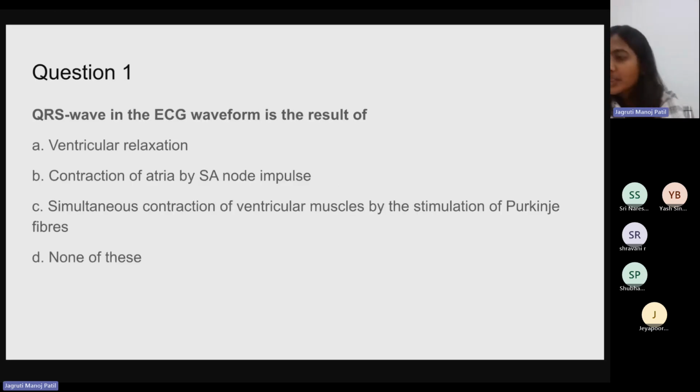So first question. QRS wave in ECG waveform is the result of... Okay. We'll go through the ones who have their mics muted for a long time now. Who can say? Srinaresh, can you?